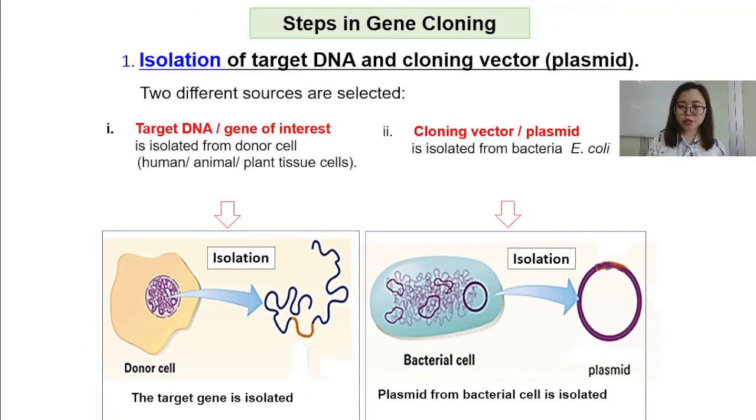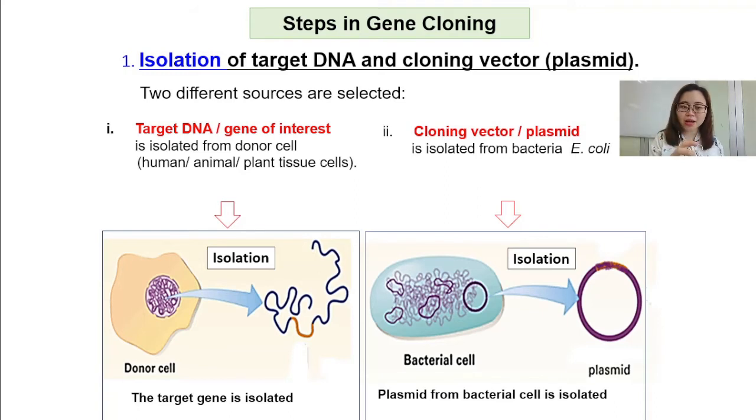We're starting with the first one. Kalau ada orang minta kamu describe steps in gene cloning, describe isolation, you just say, isolation is isolation of target DNA and cloning vector or plasmid where two different sources are selected. First source is your target DNA or your gene of interest, isolated from donor cells. Donor cell can be human, animal, or plant tissue cells.